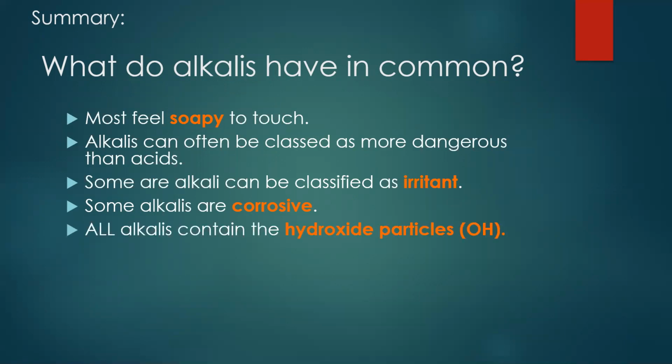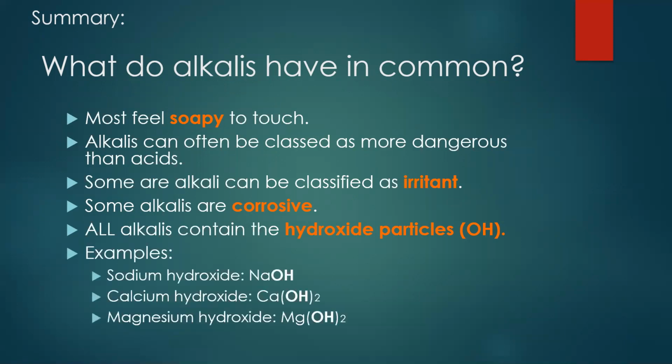All alkalis contain hydroxide particles, which is an OH. And here are some examples. You've got sodium hydroxide, which is NaOH. It's got one hydroxide particle. Then you've got calcium hydroxide, which is Ca(OH)2, with the hydroxide in a bracket, so two hydroxide particles in that one. Then you've got magnesium hydroxide, Mg(OH)2, with the brackets and a two. That means there's two hydroxide particles.